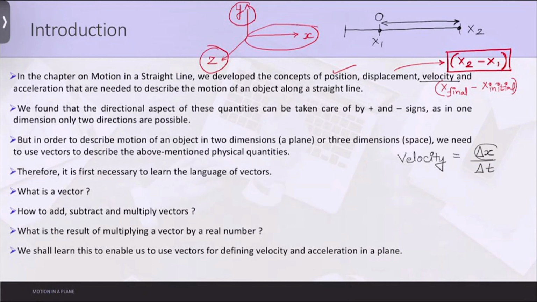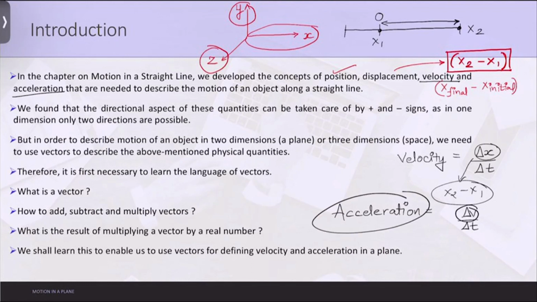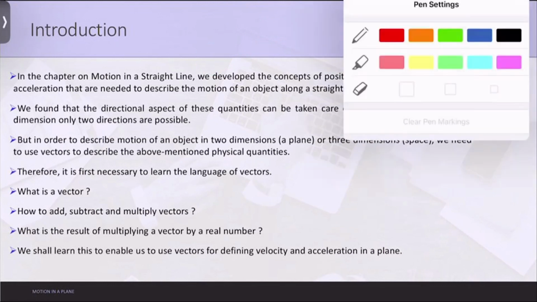Right, where delta x is nothing but x2 minus x1, and velocity can be positive also, negative also. Similarly, acceleration. So what is acceleration? In very general terms, it is nothing but del V upon del T. Again, please remember delta V is a vector quantity, acceleration is also a vector quantity, and displacement is also a vector quantity. Fine. These all things being explained.